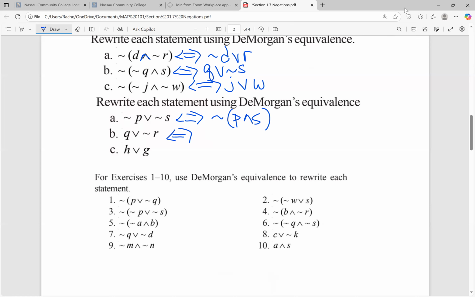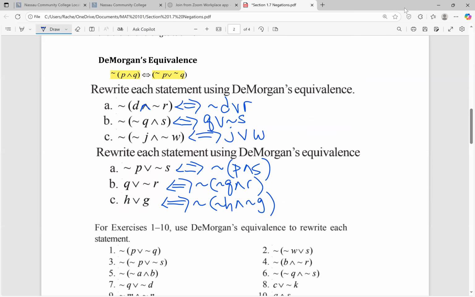For the next one, we have Q or not R. So what did we have to negate to get that? What conjunction? Well, negate Q, so that would have been a not Q, negate not R, so not R is R. So not Q and R. And then we have H or G, so we would have negated not H and not G. So that's how we apply De Morgan's equivalence for a conjunction.